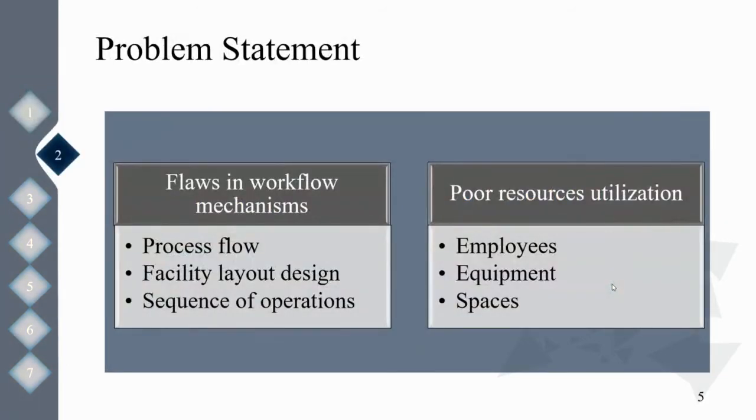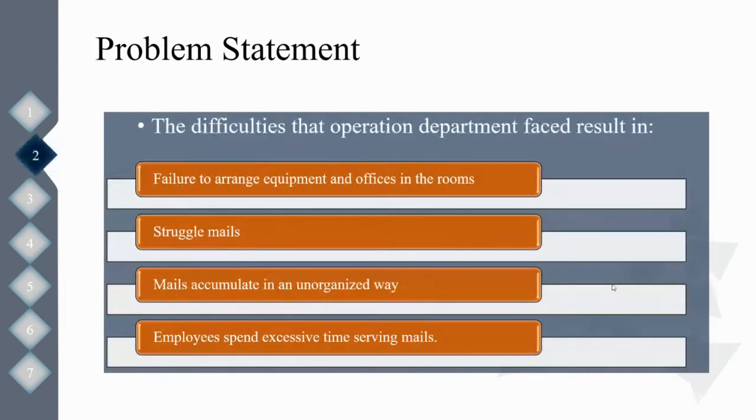The operation department of Saudi Post, the main branch of Medina, faces a lot of challenges and difficulties, especially when a large number of mails arrive. And we have 2 main problems. The first one is flow and workflow mechanism, whether that's process flow, facility layout design, and sequence operations. Second one is poor resource utilization, whether that's employees, equipment, or space.